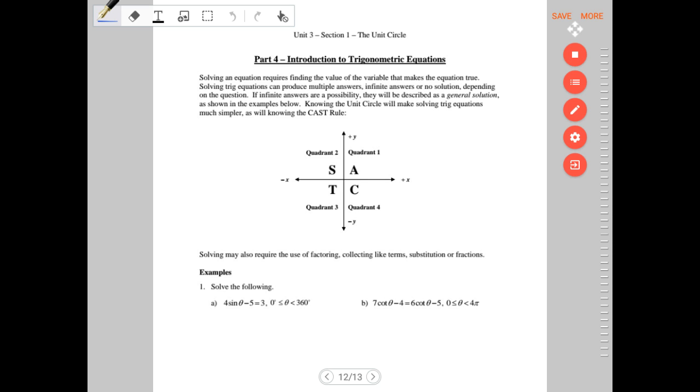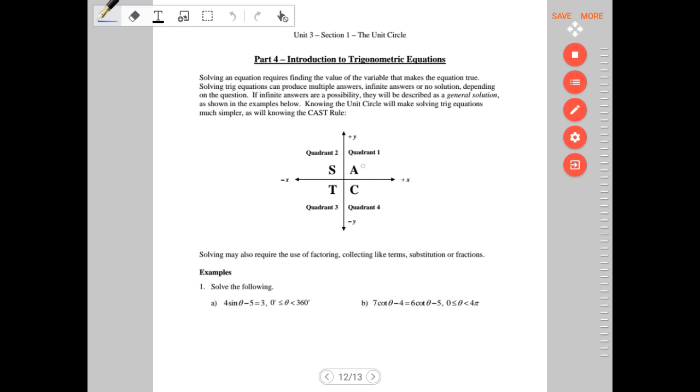Knowing the unit circle will make solving trig equations much simpler, as will knowing the CAST rule. So hopefully somebody talked to you in grade 11 about the CAST rule. The CAST rule helps you to remember which trig functions are positive in which quadrants.